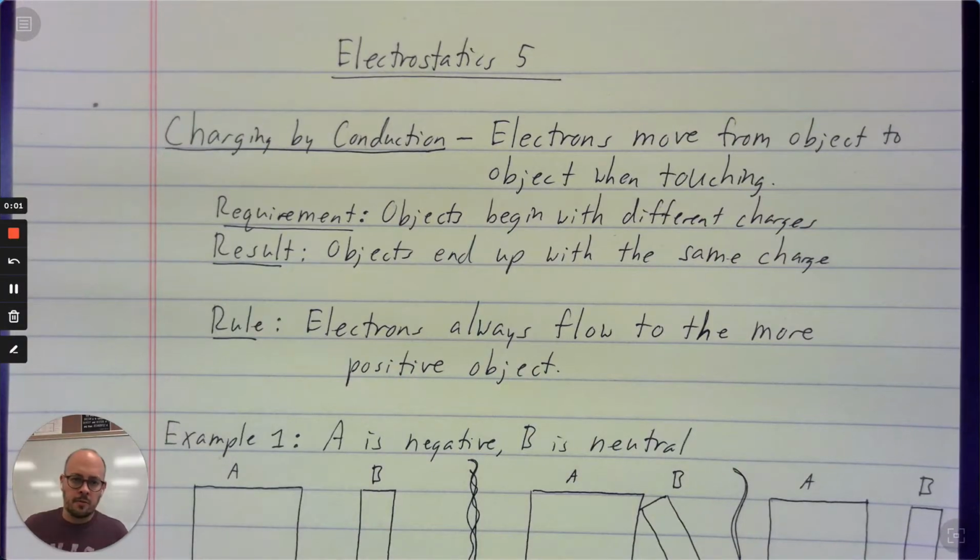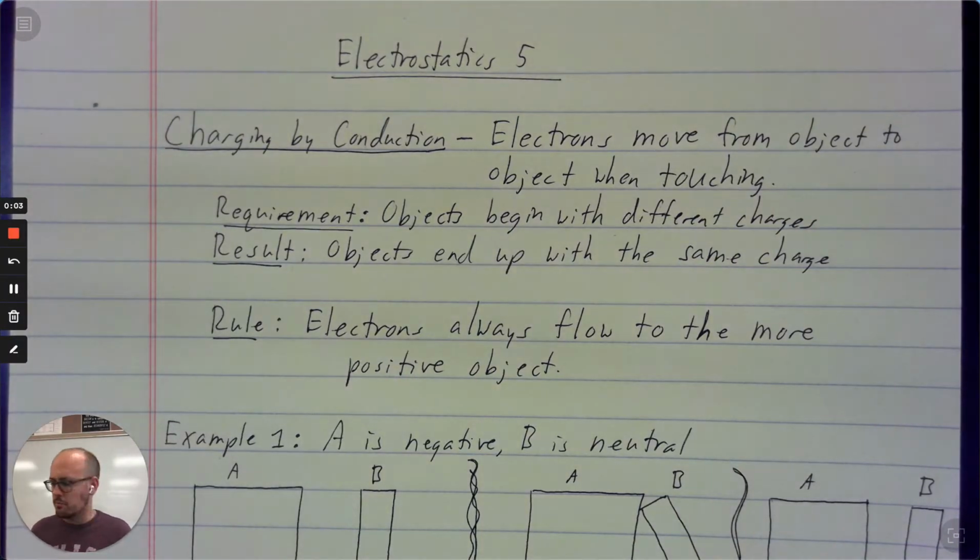All right, folks, so for Electrostatics 5, we're back to methods of charging, and our second of three methods of charging is charging by conduction. Charging by conduction is the most straightforward because you just touch the objects together. So when objects are in contact, they will exchange electrons according to some of the rules that are here.